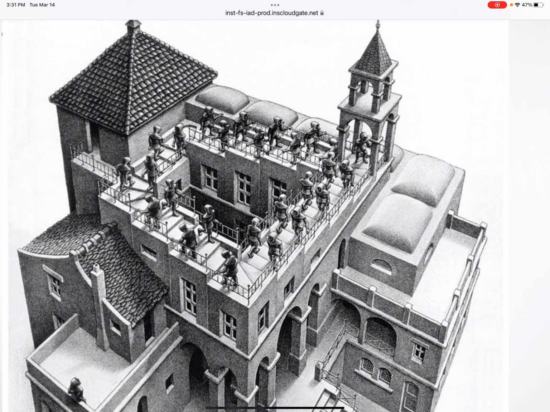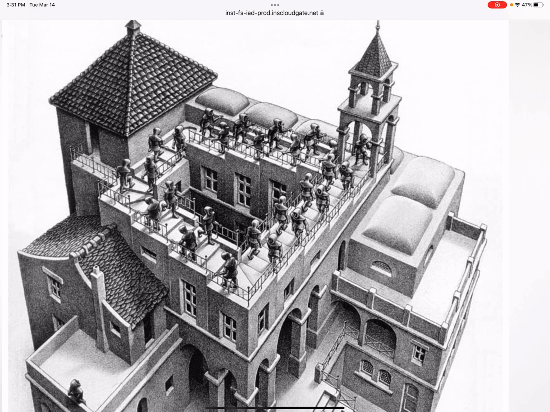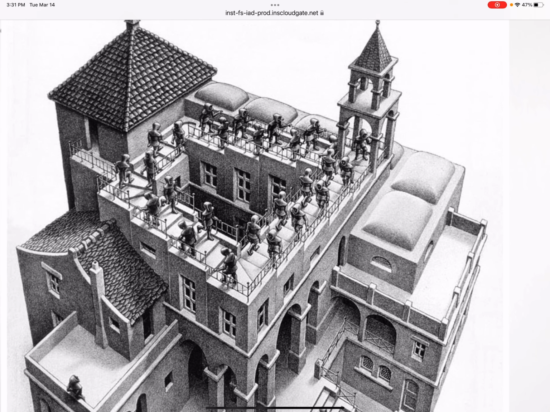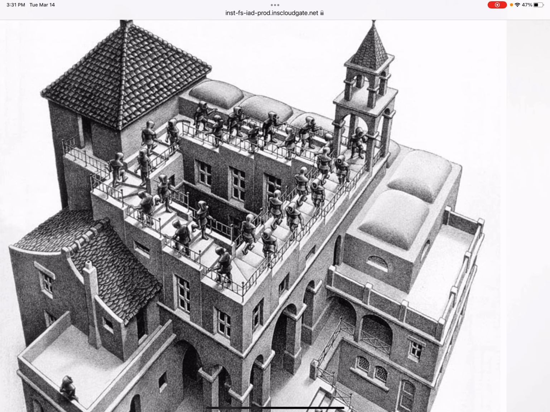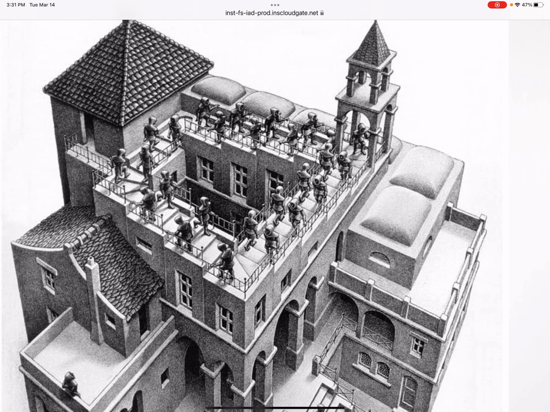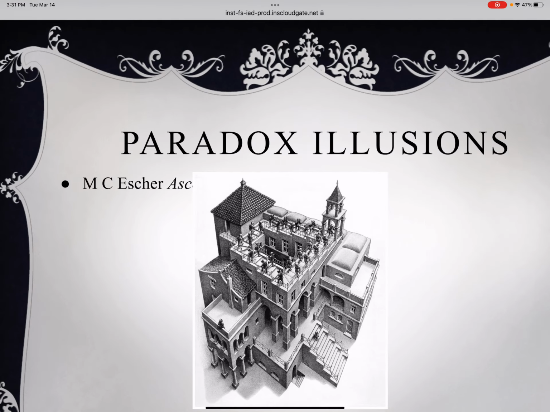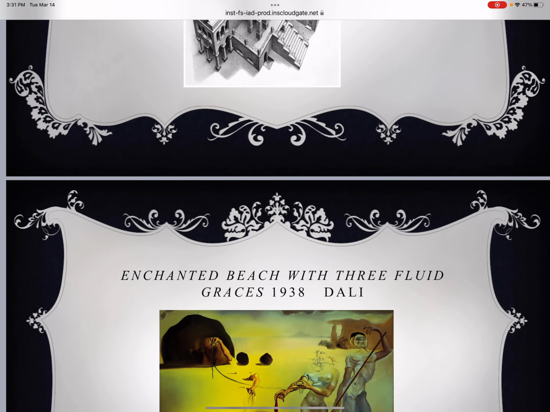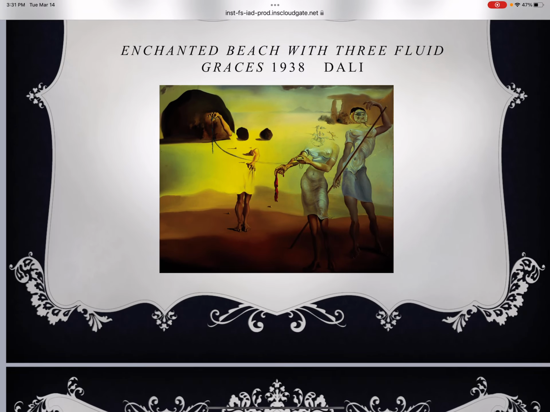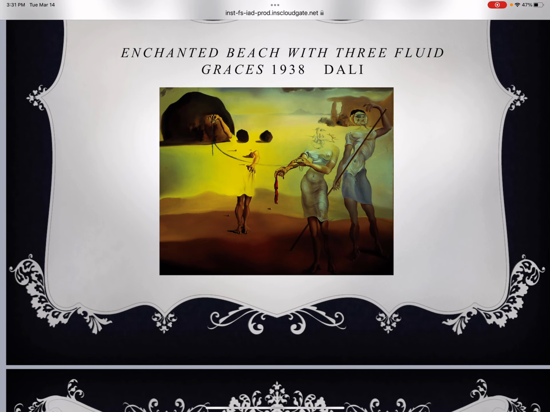So it doesn't make sense due to the way it's drawn, and that's because M.C. Escher is using what we call a one-sided figure to achieve that optical illusion. And by the way, M.C. Escher is probably one of the most skilled artists that do optical and paradox imagery. So here is an example of something that is paradoxical.